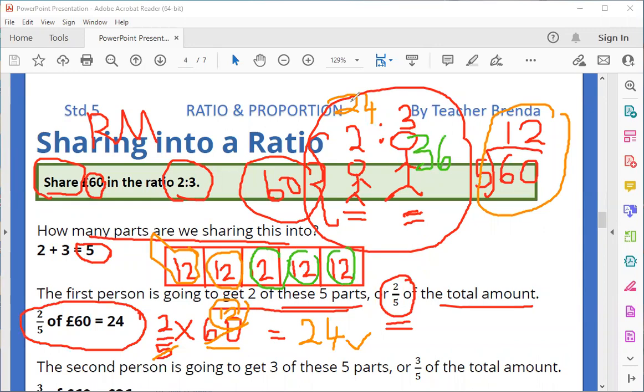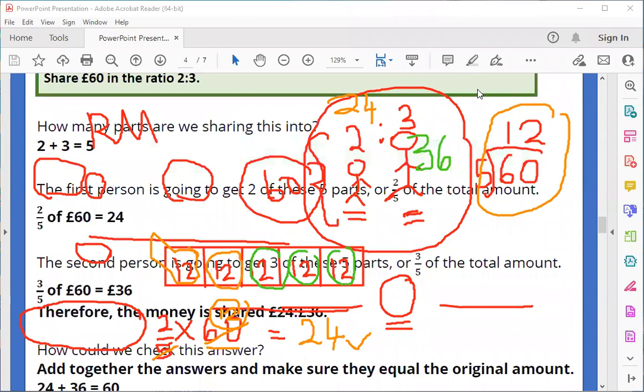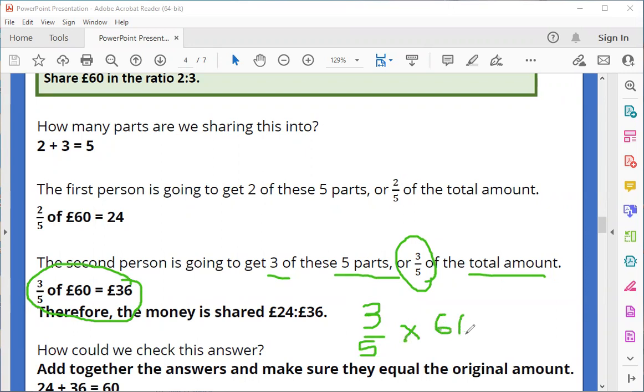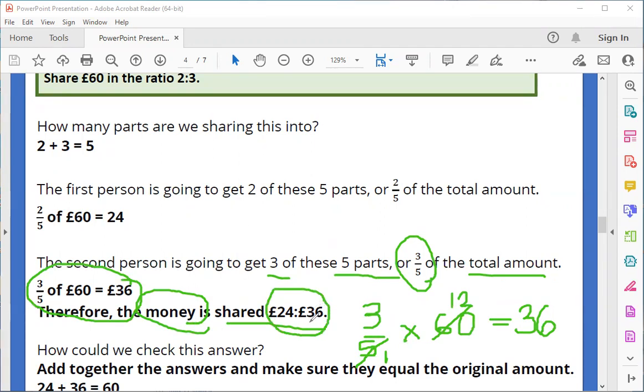Okay? So now the second person, I'm going to clear the drawing now. Just look at the question. The second person is going to get 3 out of the 5 parts, or 3/5 of the total. So you write it this way, 3 over 5 of 60, and that "of" is multiply. You change it, again, a division happens. This is 1, this is 12, and then 3 times 12, just like what you saw earlier, 36 is the answer. Therefore, the money shared is $24 to $36.